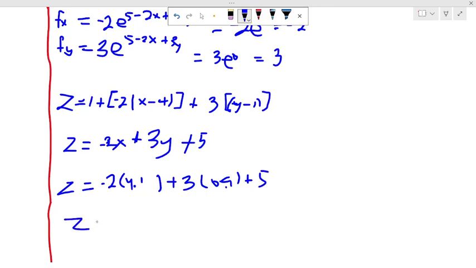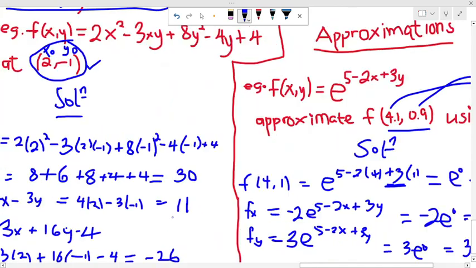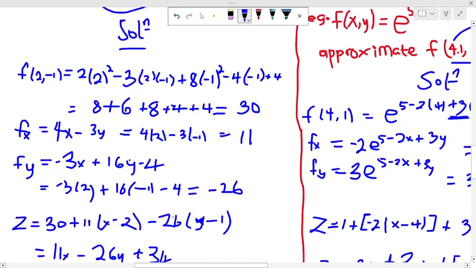So now evaluating this, we are going to end up getting negative 0.5. Now the question said 4 decimal places, so 0.5000. So now you can get similar examples. You still need to go through with the same approach.